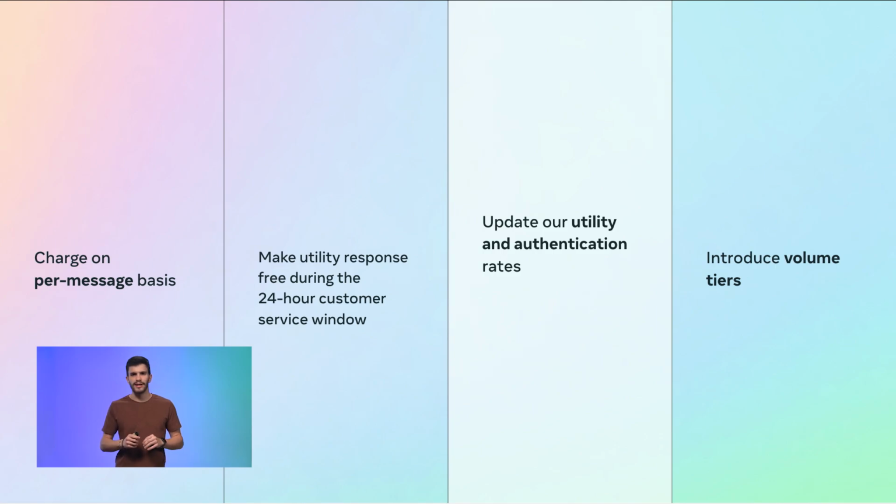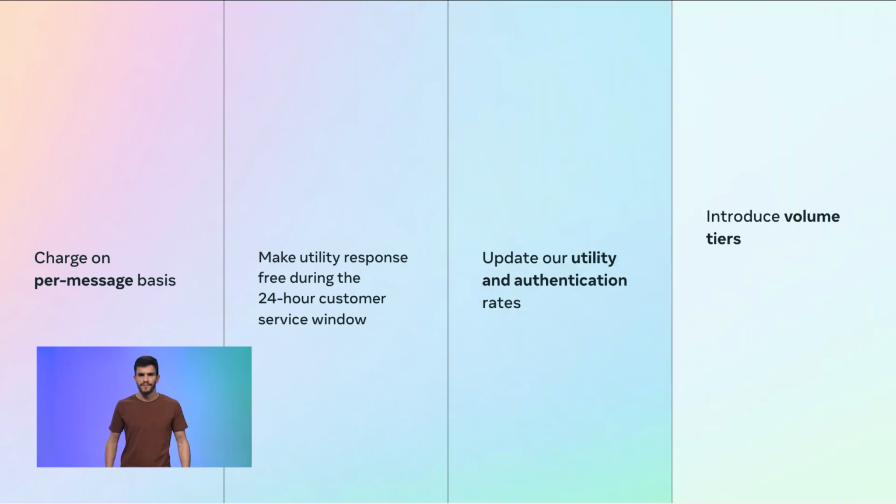Update our utility and authentication rates as part of continued efforts to ensure we price on par with alternative channels, to motivate adoption of these use cases on WhatsApp. Globally, utility and authentication rates will be consistent for each market. Introduce volume tiers for utility and authentication to incentivize and reward growth on our platform by enabling businesses to unlock more attractive pricing as they reach higher volume tiers.